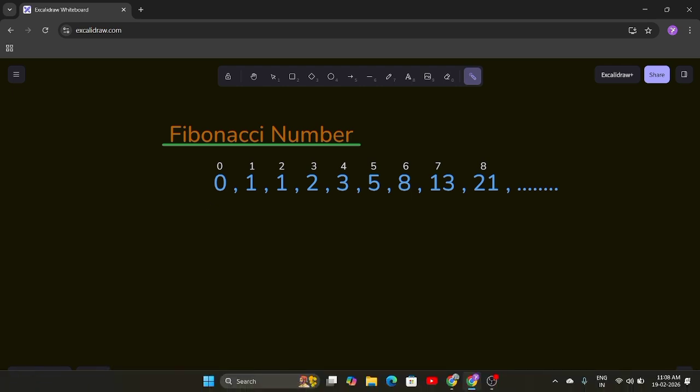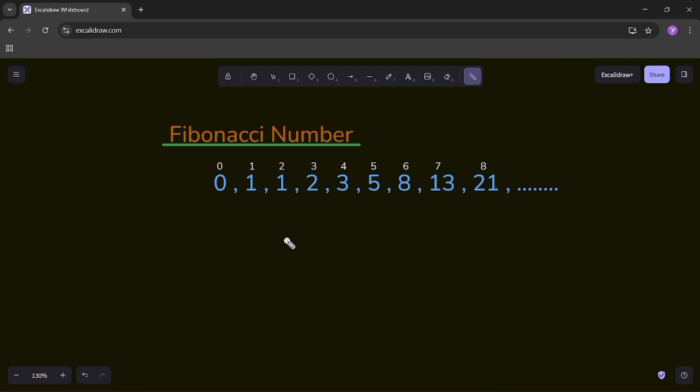Right, so a Fibonacci number is formed by adding two preceding numbers. So what does it mean? Basically, if I take this number present at the 0th index, and this number present at the first index, and add them, we get a number which is the sum of these two numbers, right? Similarly, if I take these two numbers, 1 and 1, and add them, you're going to get the next number, which is the sum of these two preceding numbers, right?